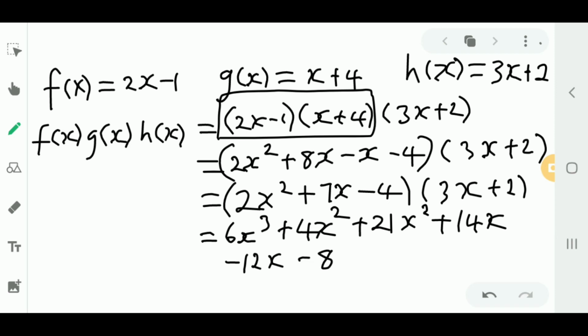So you simplify and you get 6x cubed plus 25x squared. 14 minus 12, that gives you plus 2x minus 8. And that would be the final answer.